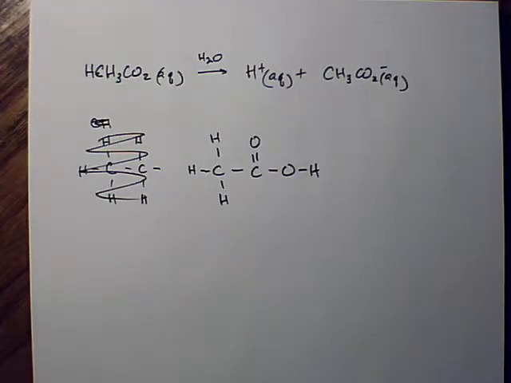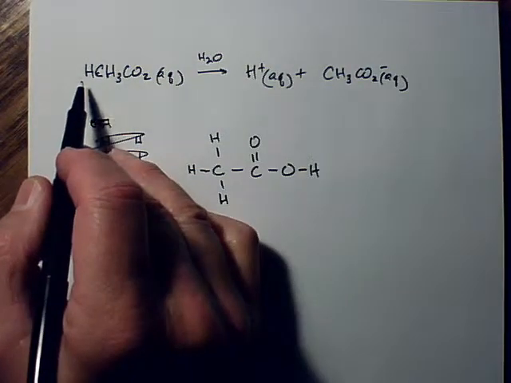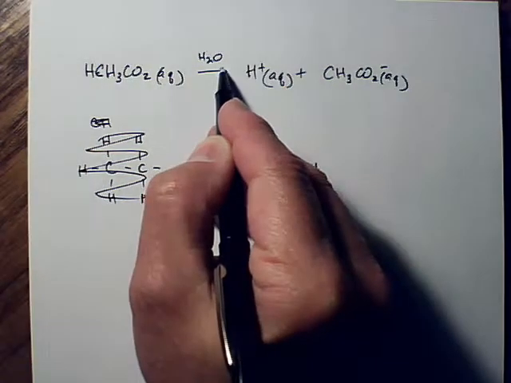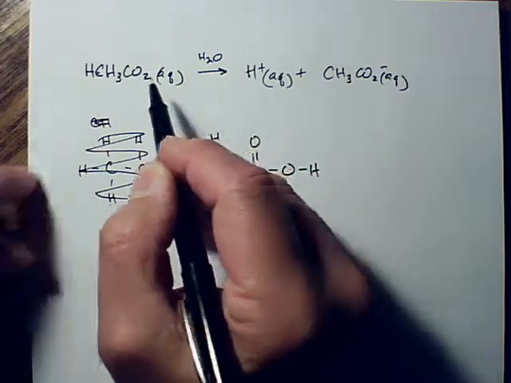You have to actually add base to it to get it to break up. When you just put acetic acid in water, most of the acetic acid, or most of the hydrogen acetate molecules, are not broken up. Only a few of them are broken up. A small percentage are broken up. That's what makes it a weak acid. Well, there's even more to it than that.